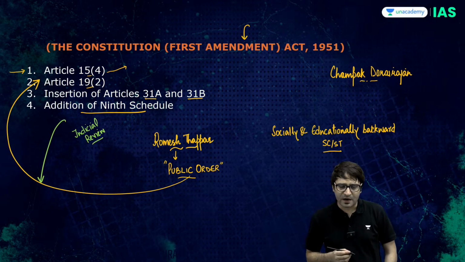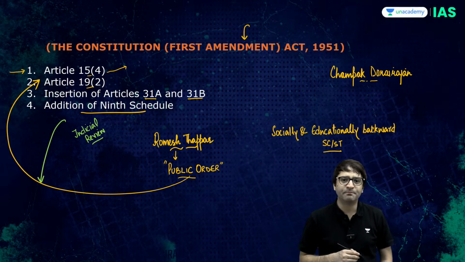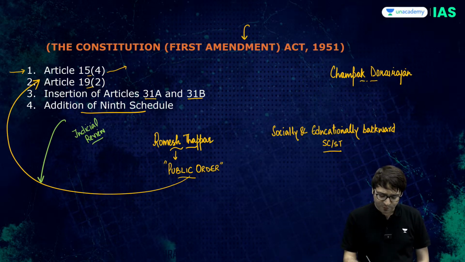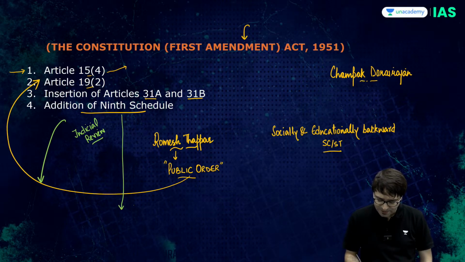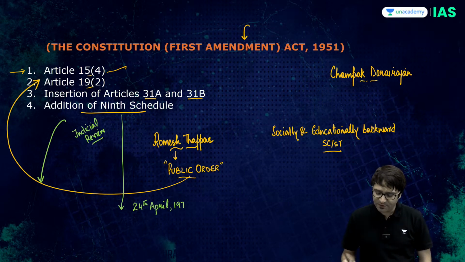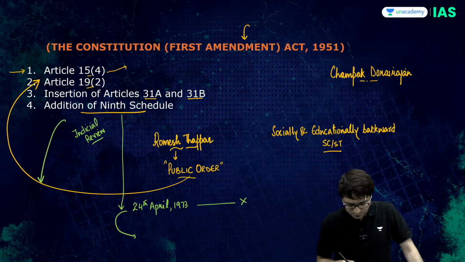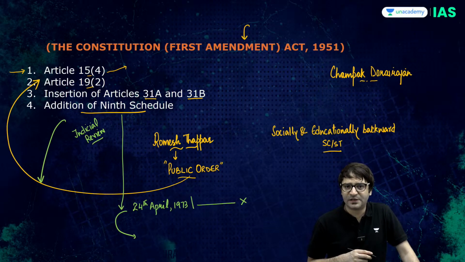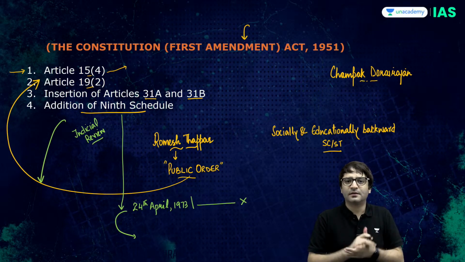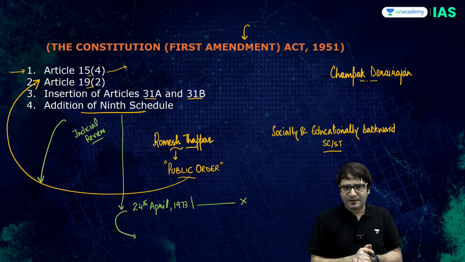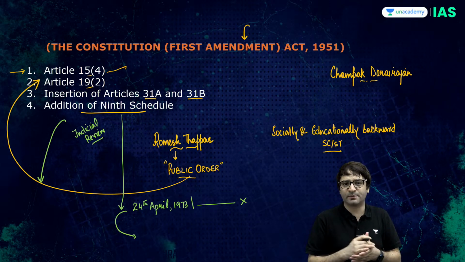But later in the Waman Rao judgment, then again in the I.R. Coelho judgment, the Supreme Court said that for all laws placed in the ninth schedule before 24th April 1973, there cannot be a judicial review. But for laws placed after 24th April 1973, there can be a judicial review. Because it was on this date that a landmark 13-judge bench of the Supreme Court in the Kesavananda Bharati case said there is something called the basic structure. And later on, the Supreme Court said judicial review is part of the basic structure.